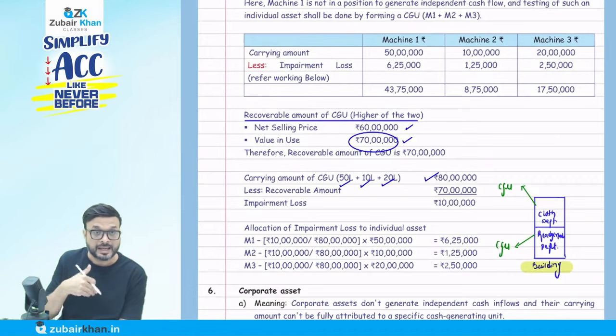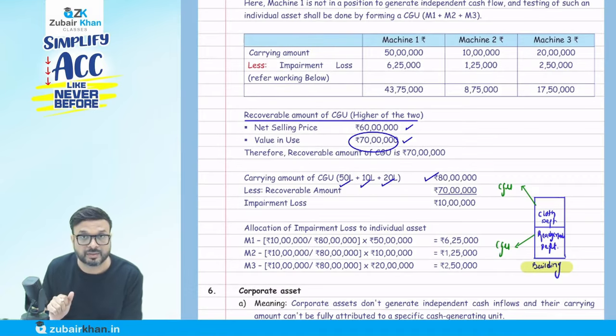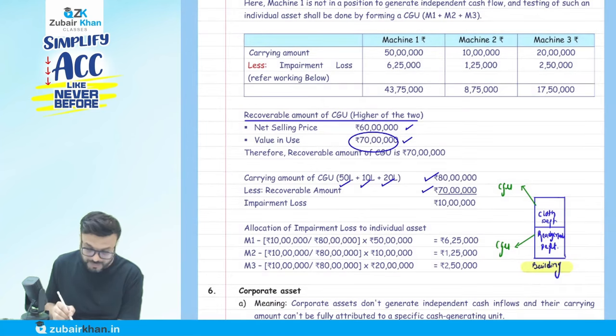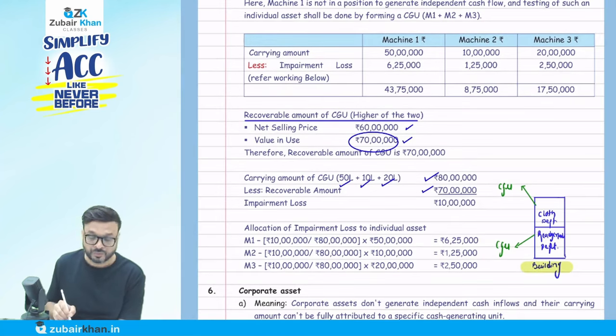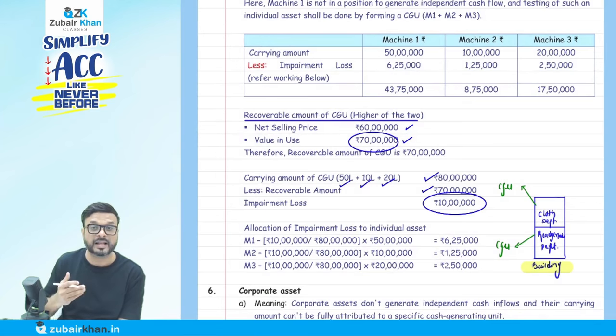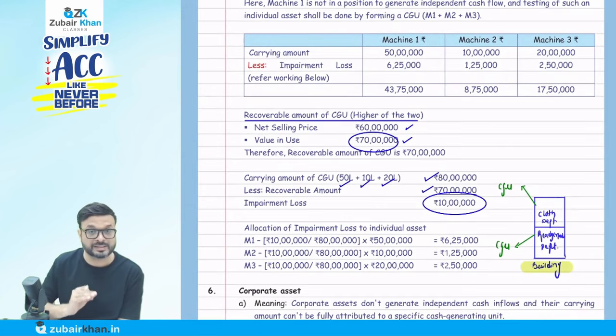80 lakh. If I minus the recoverable amount, how much is it? It is 70 lakh that year. So we have an impairment loss of 10 lakh. But how to distribute this 10 lakh? Because this 10 lakh does not belong to one particular asset that year. So we are going to distribute on the basis of their book value.